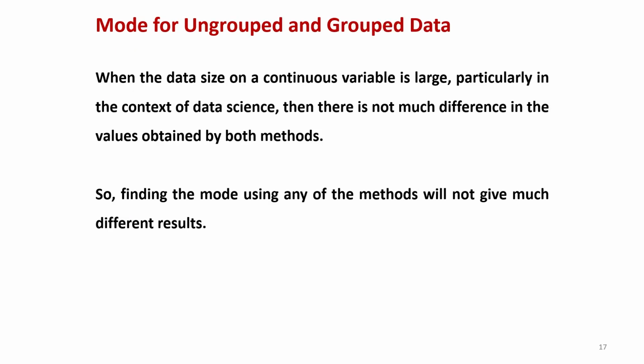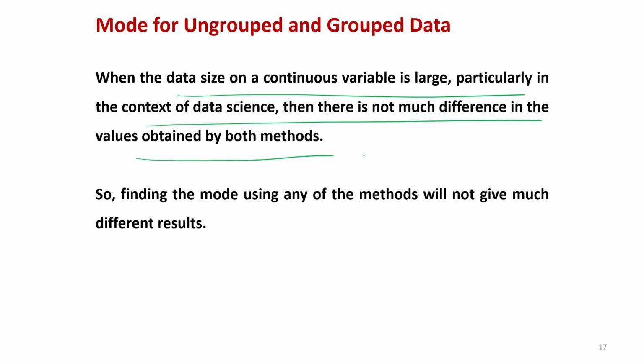There is a reason: when we are trying to find the mode for a continuous variable, usually in data science the data size is quite large, and in that case there is not much difference between the modes obtained from ungrouped and grouped data. So whichever method you use to find the mode, there will be only a very small difference which may not be significant. So you can simply use the ungrouped data and find the mode, right? That is why we are not going into these things.